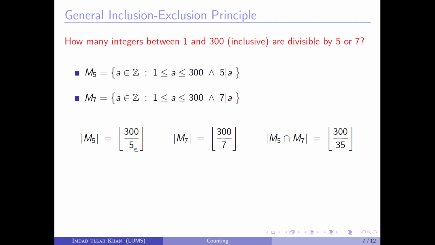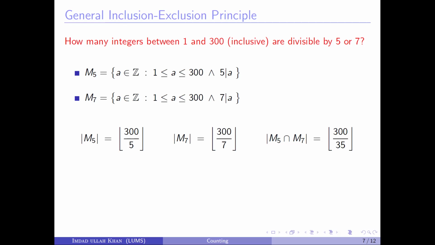Individual cardinalities are computed as 300 over 5, and we take the floor of 300 over 5, because if you recall that example of numbers which are divisible by 5 from 1 to 50: 50 over 5 is 10. Because 50 is divisible by 5, irrespective of whether we take the floor or not, our answer will remain 10. But what about 51?